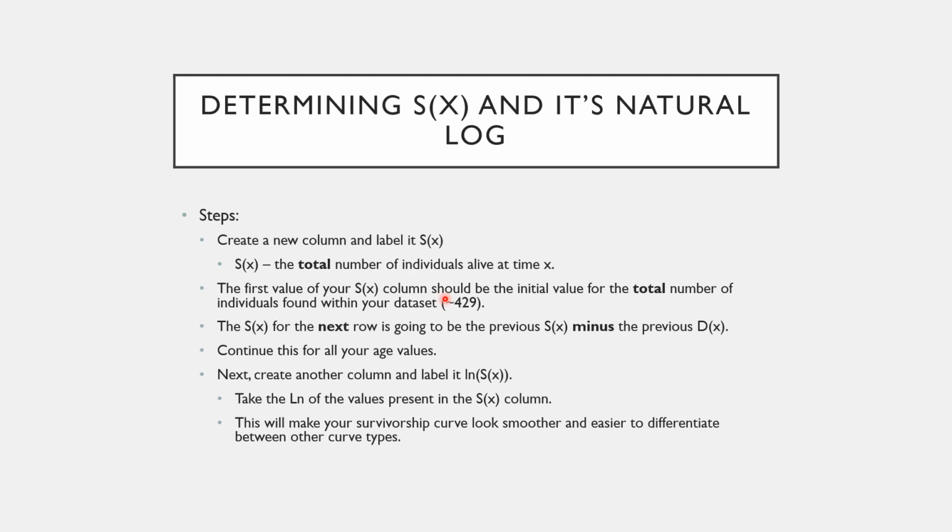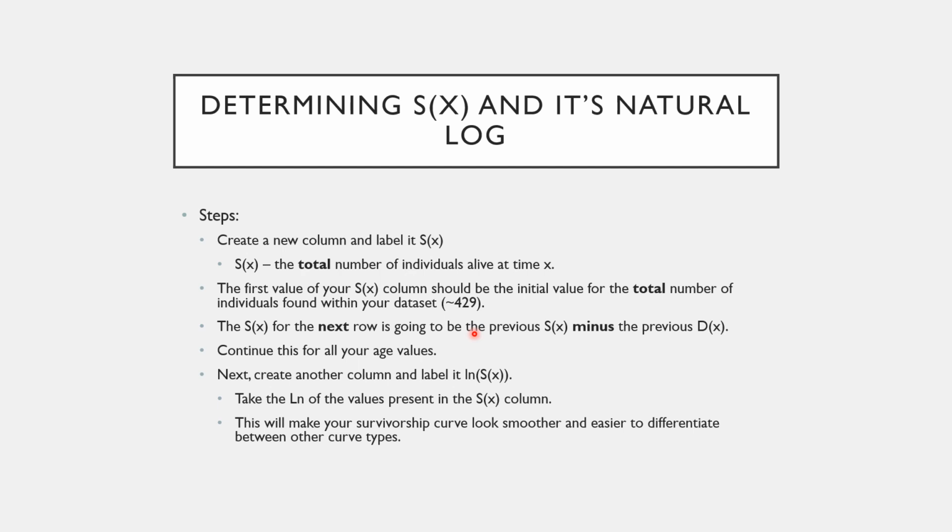So like I said, you wanted to determine that initial value at the beginning, similar as previously in this video. It's probably somewhere around 430, and that's going to be your first value. And then your S of X for the next row is going to be the previous S of X minus the previous D of X. So let's say at age 0, right, your initial S of X is going to be all your individuals, because everyone at this point in time is alive. So say 430 is your initial S of X.